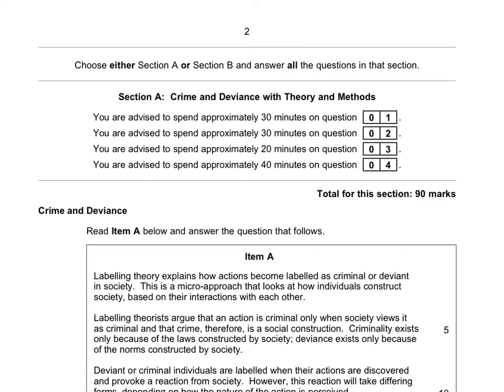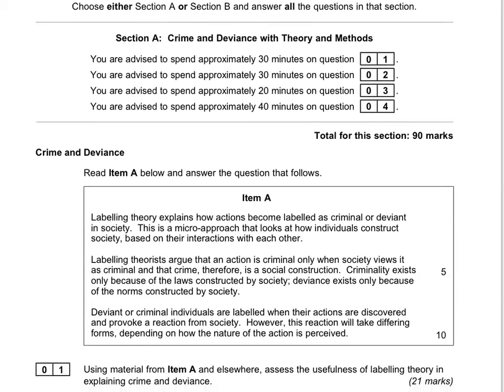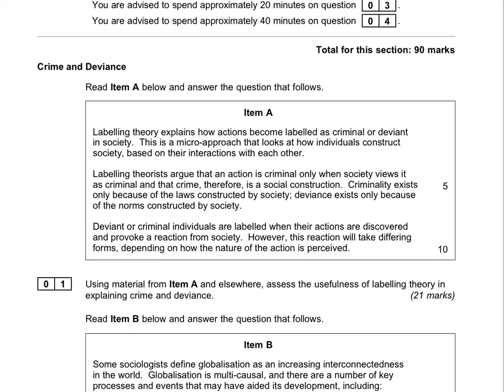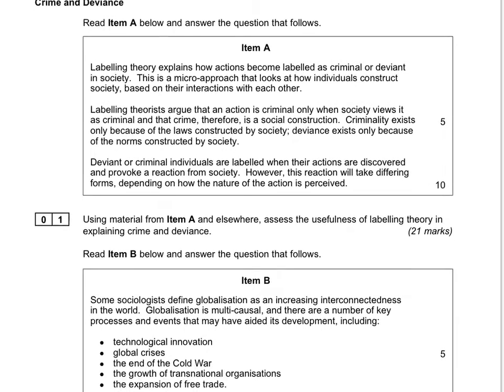I always find it useful to have a read through the whole entire exam paper, reading the items and reading the questions, because I find that, if I've got the time, it helps me remember some key points I might be able to use in different essays. So I would suggest having a quick read through all of the items and all of the questions.